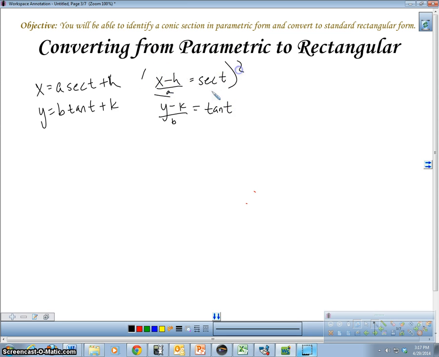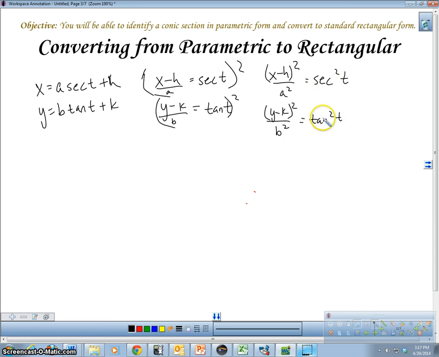Okay, so I'm going to square everything, and I'm going to get x minus h squared over a squared. Oh, it's starting to look like this formula here. Y minus k squared over b squared. Looking kind of like our formula.